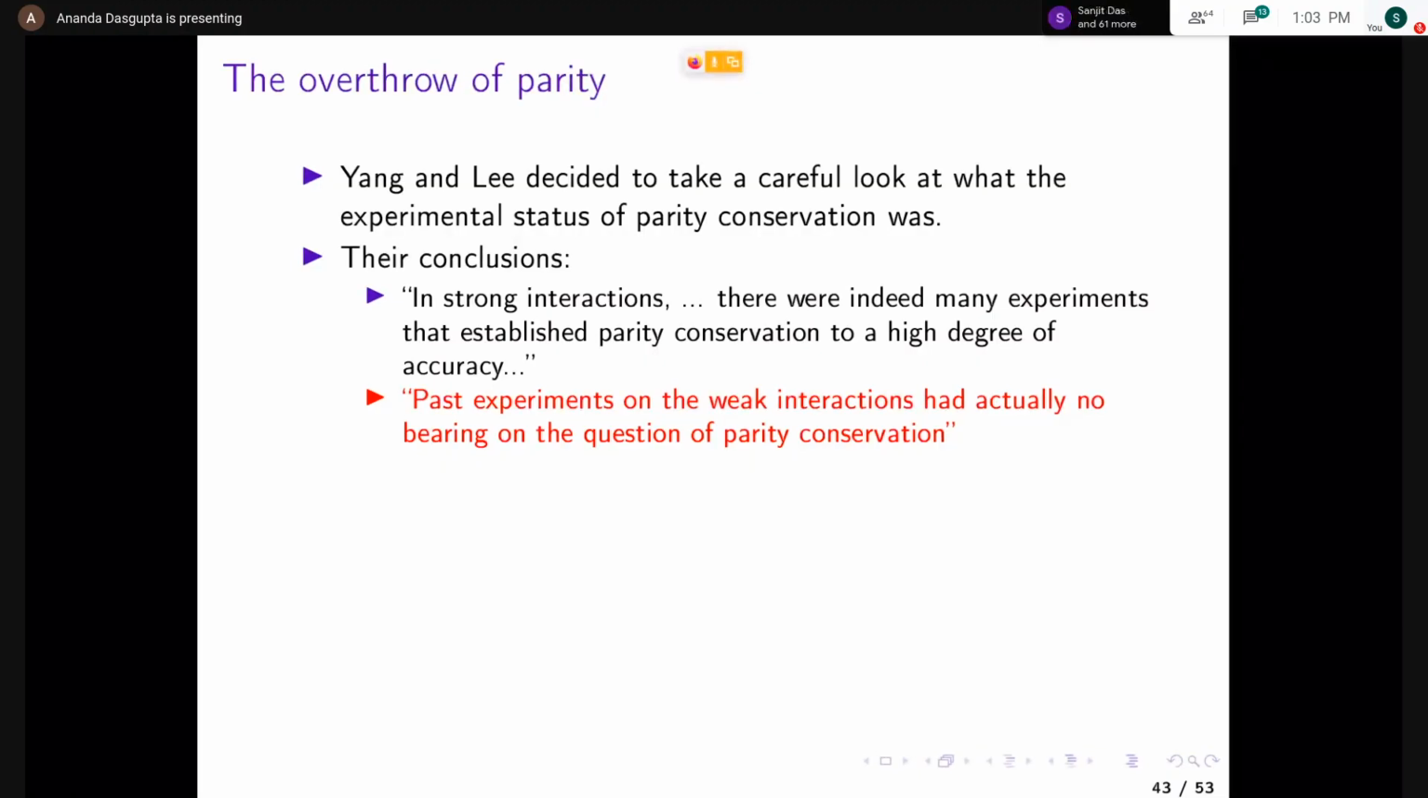So what they found out was that all the experiments that had been done so far, this was 1956 of course, on the weak interactions, which cause beta decay, as many of you know, among other things, had no bearing on the question of parity conservation. So these experiments really did not check whether parity is conserved or not. So the answer was this: for strong interactions, we know parity is conserved. For weak interactions, we simply don't know either way.